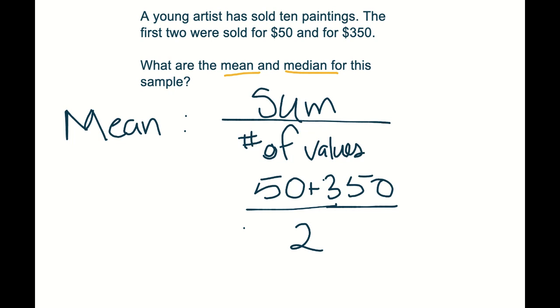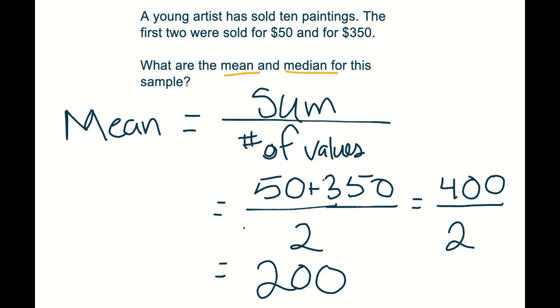So my mean is going to be equal to 400, because 350 plus 50 is 400, divided by 2. When I divide 400 by 2, then I know that my mean is equal to 200. So the mean price paid is $200.